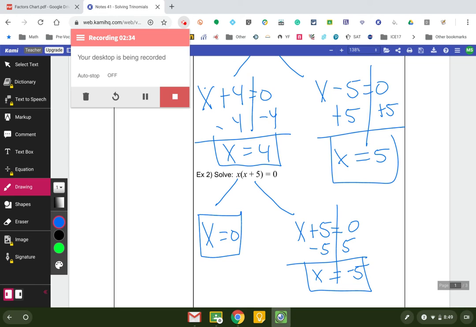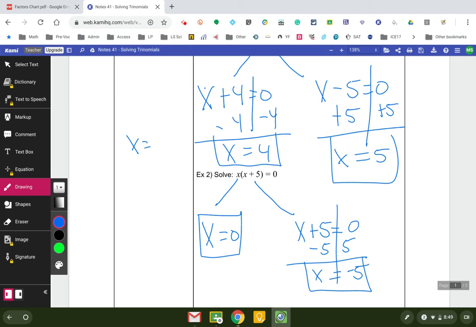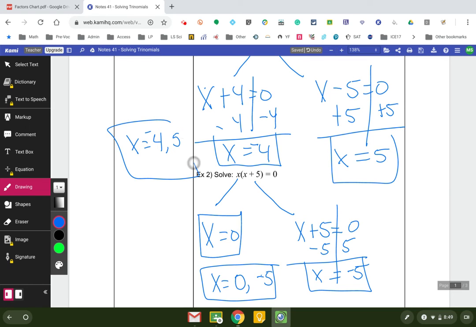All right. So for both of these problems, by the way, my math lab is going to want you to write them with commas in between them. It's going to look like that. Oops, that's supposed to be a minus 4. I made a mistake. And so this one would be x equals 0, comma, negative 5. And that's the answer that goes in my math lab. Make sure you put a comma between those answers.